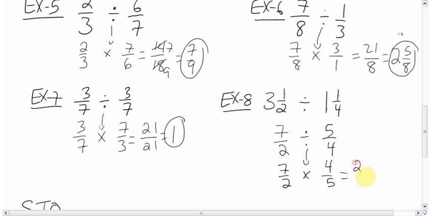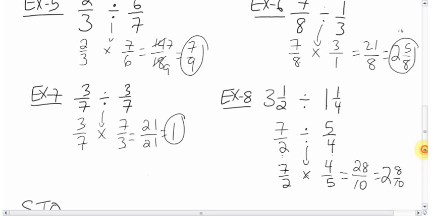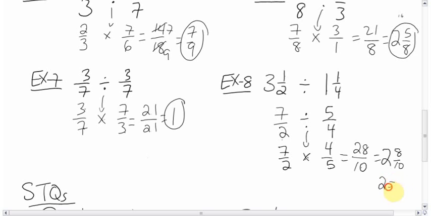7 times 4, 28. 2 times 5 is 10. Now, two things you could do. You could reduce this here, or we could just first convert this to a mixed number because it is an improper fraction. 10 goes into 28 2 times. You're left with 8 over 10. 8 over 10 you can reduce. 2 goes into both those numbers. 2 goes in there 4 times. 2 goes in there 5 times. You get 2 and 4/5.